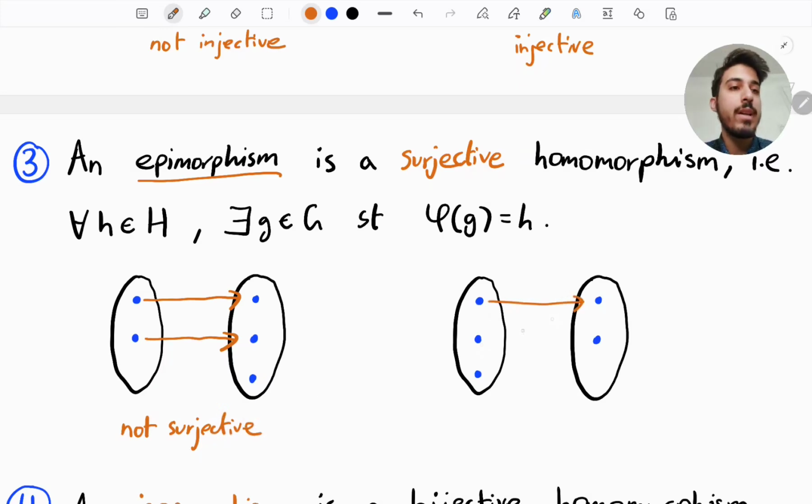And if we draw this one like this, for example, this is surjective. But as we've seen before, this is not injective. So we have now two nice properties that we've added, and now it's time to see what happens when we have both properties at the same time for a homomorphism.